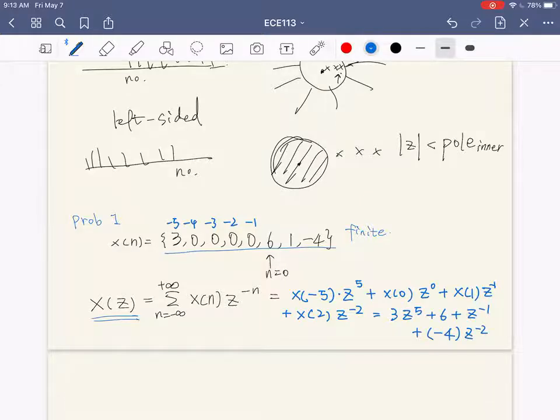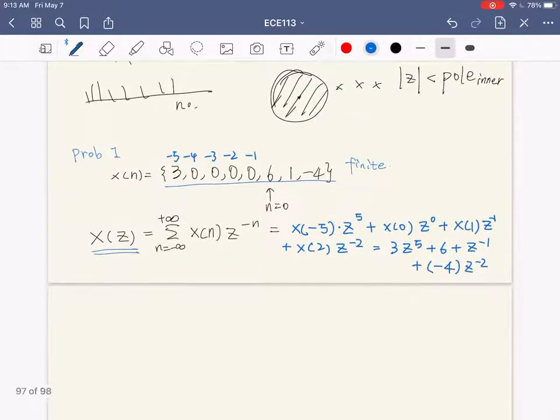Okay, so are we done? No, we still need to determine the ROC, right? ROC is the range of the magnitude that makes X(z) finite, right? And we notice that X(z) is already a finite sum, right? So theoretically, any z should satisfy the criteria, which means that z can be any complex number.